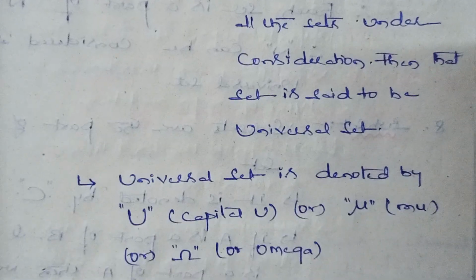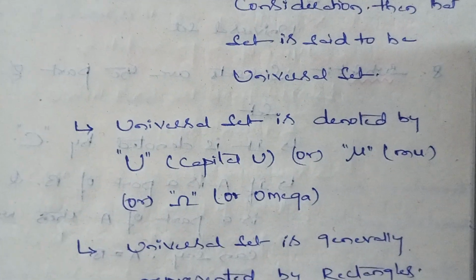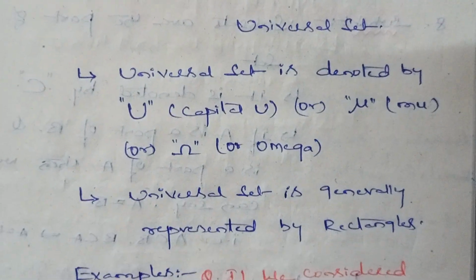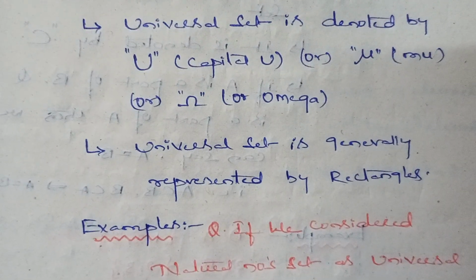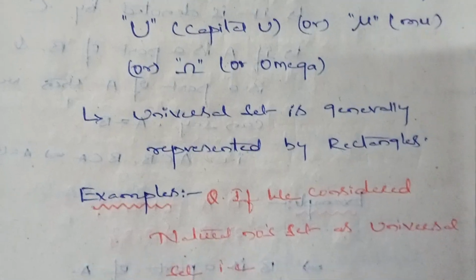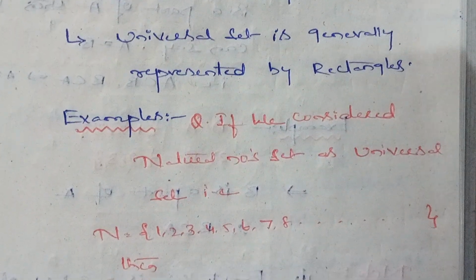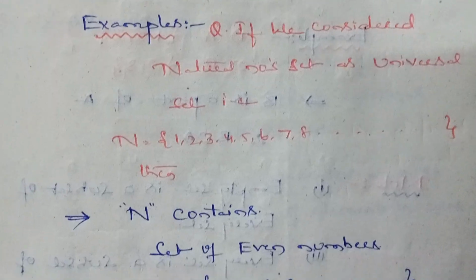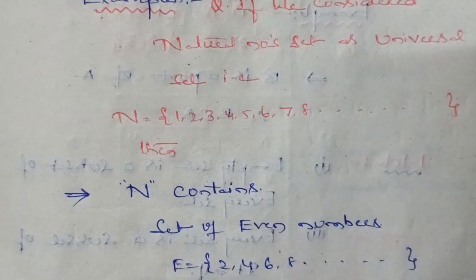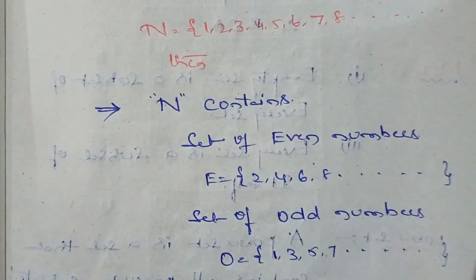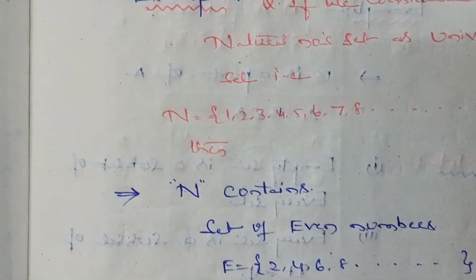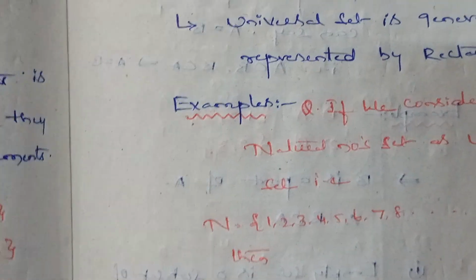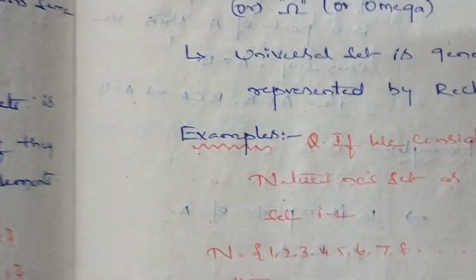So the universal set is denoted by capital U or mu or omega, students. The universal set is generally represented by rectangles in Venn diagrams. See, I have mentioned here: if we consider natural numbers as a universal set, even numbers are a part of that, odd numbers are a part of that, prime numbers are a part of that, and many more. Therefore, each and every part is a subset of the natural number set. Therefore, natural numbers become the universal set.